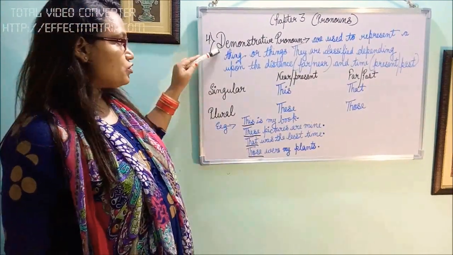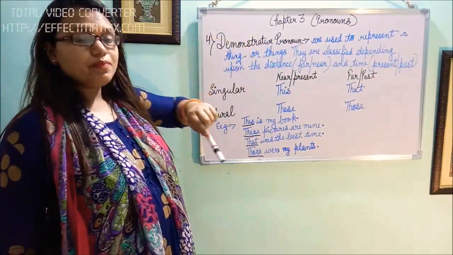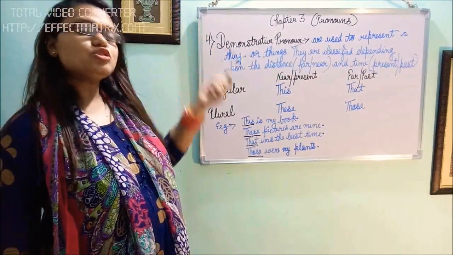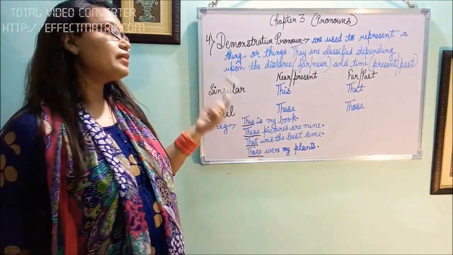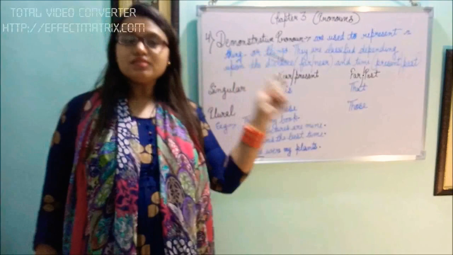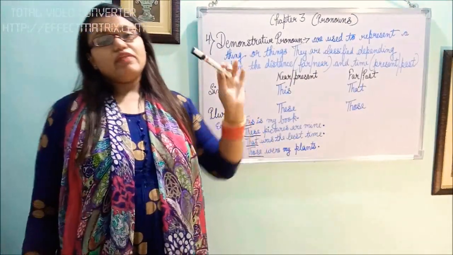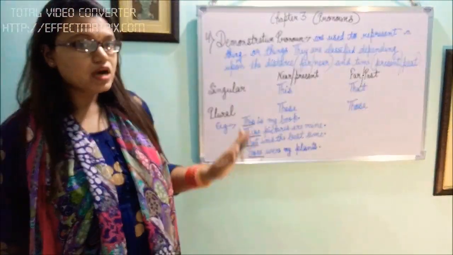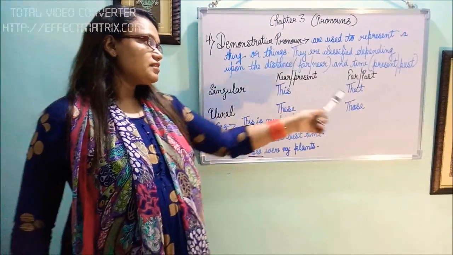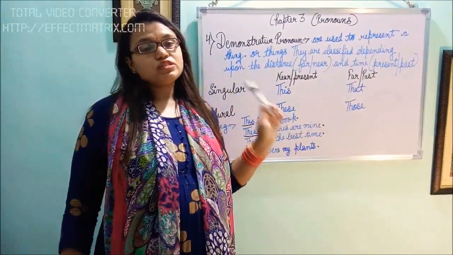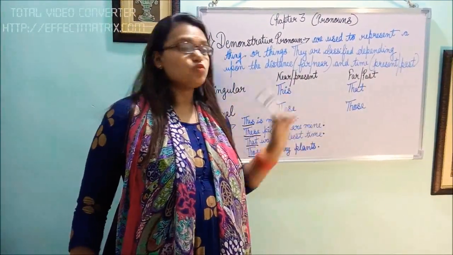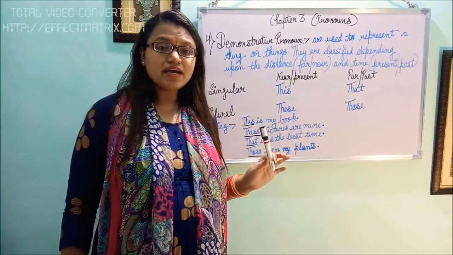Understand? So demonstrative pronouns are the pronouns which are used to demonstrate the things or the person depending upon the distance and the time. And we have 4 demonstrative pronouns: this, that, these, those. This and that for singular, these and those for plural. Understand?